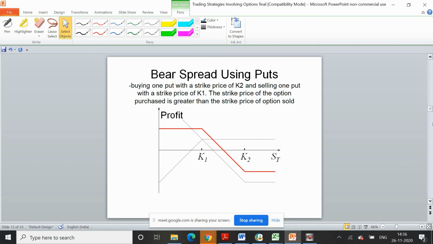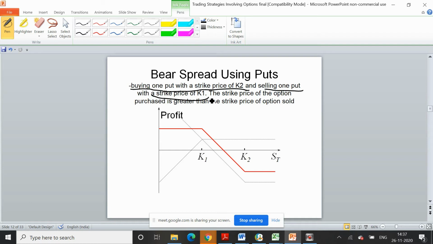In this case, the strategy says that you buy one put with a strike price of K2, which is the higher price, and sell one put with a strike price of K1, which is the lower price. You will see that the strike price of the option purchased is greater than the strike price of the option sold. This is what you have to remember: you buy a long put with the higher strike price and a short put with the lower strike price.